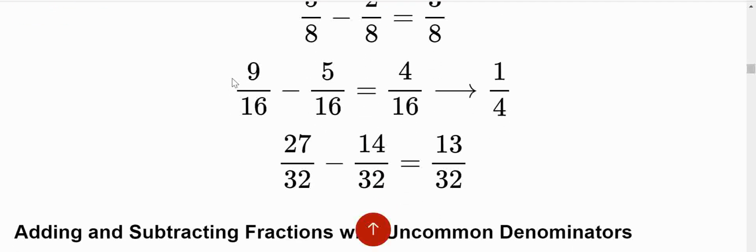Here we have 9/16 minus 5/16 is equal to 4/16, and that simplifies if you divide top and bottom by 4 to 1/4. 27/32 minus 14/32 is 13/32.